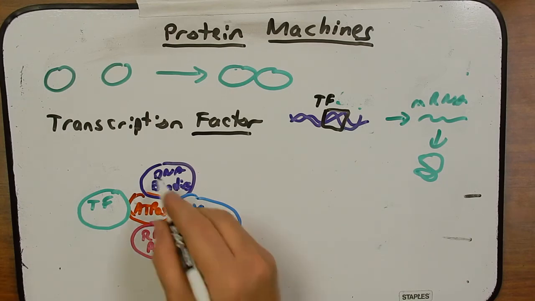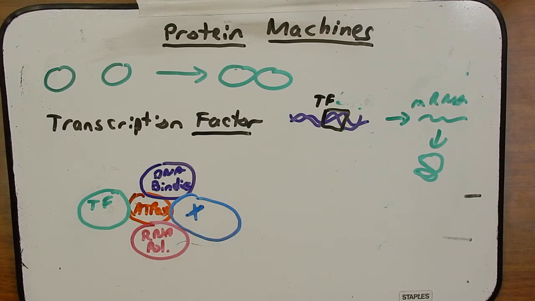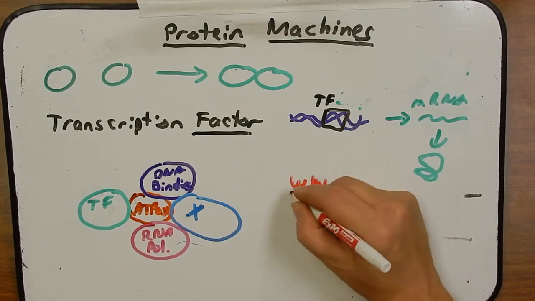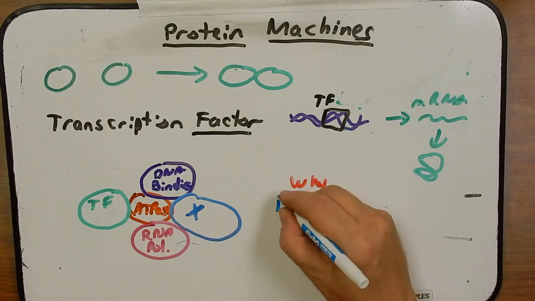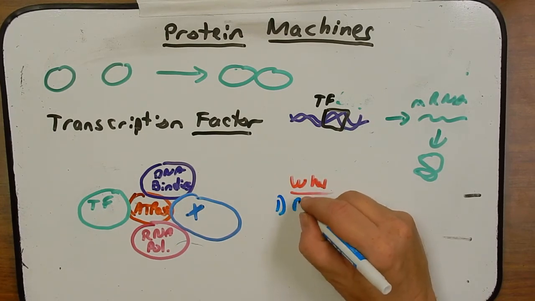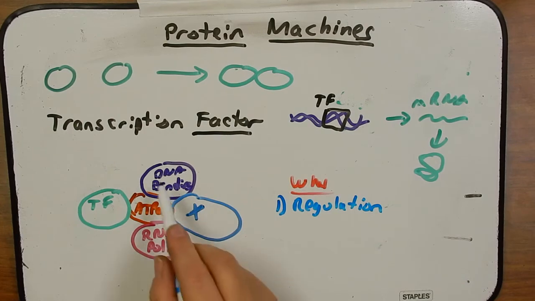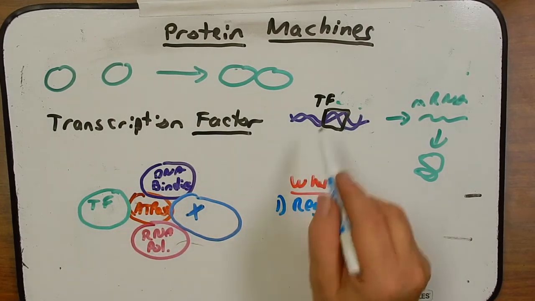Why not just have these 5 proteins, which really would be 20 if I drew everything here? Why have these 20 proteins just separate and they can bind here independently? So let's just write why here. One of the reasons is it eases the regulation. You don't have to regulate 20 different proteins and their ability to get here.